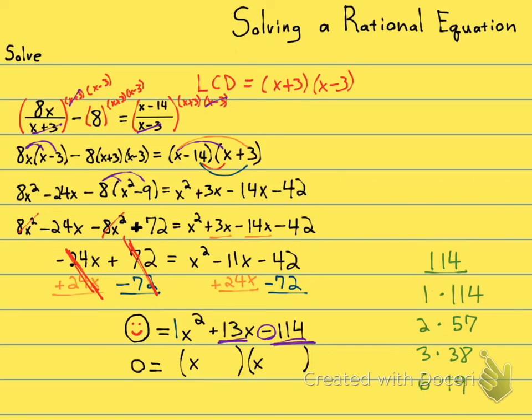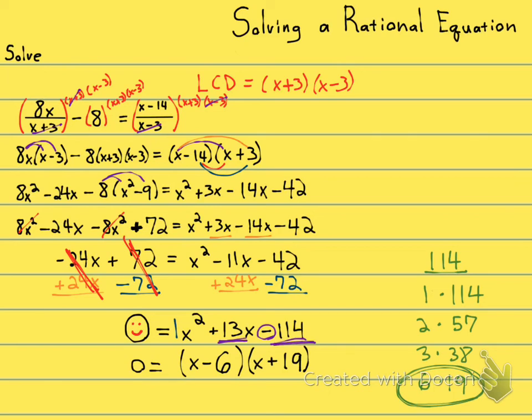6 times 19 gives me 114. And 19 minus 6 gives me 13. Okay, so it is 6 and 19. That's my numbers here, 6 and 19. Since it's a minus, I have different signs. Plus 13 means that my larger one has to be plus, smaller one has to be minus. Okay, here's my two factors.